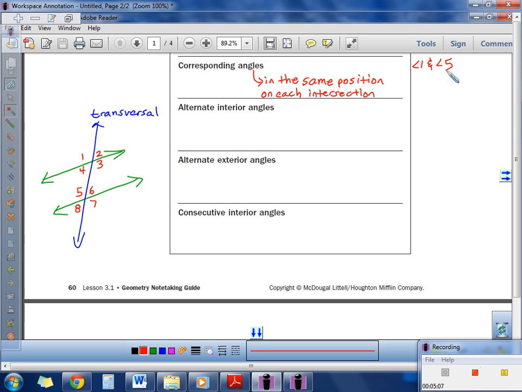What angle corresponds to angle 2? Angle 6. So once again, 2 was in the upper right intersection, 6 was in the upper right of the other intersection. What corresponds to 3? 7. And the last one would be 4 and 8. Pretty good.